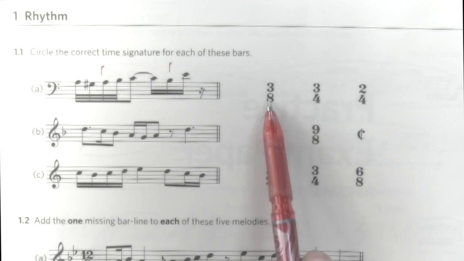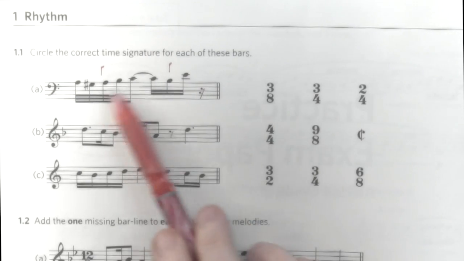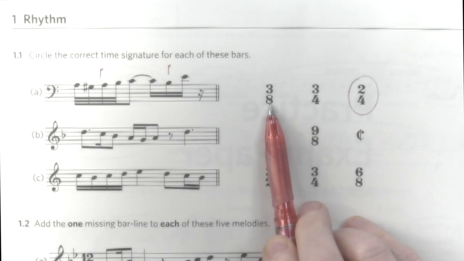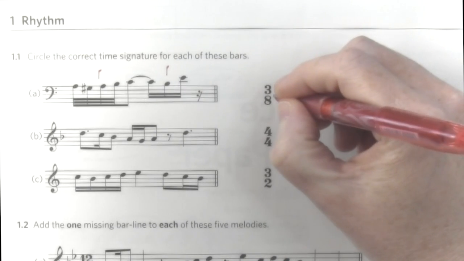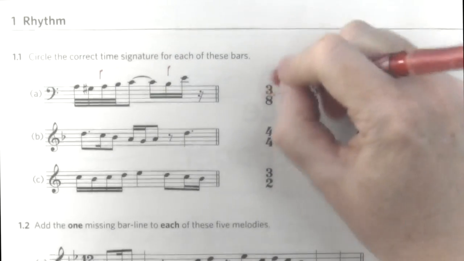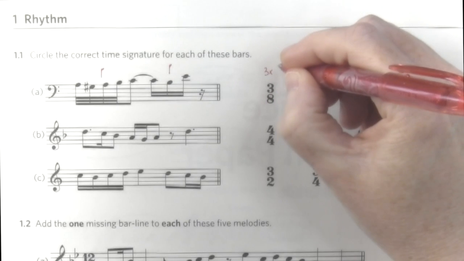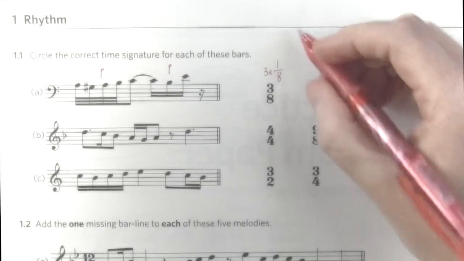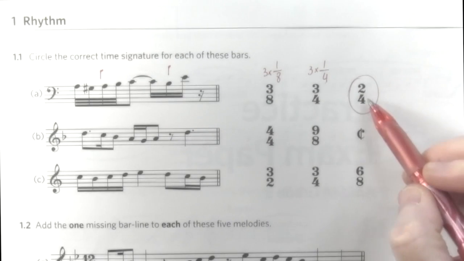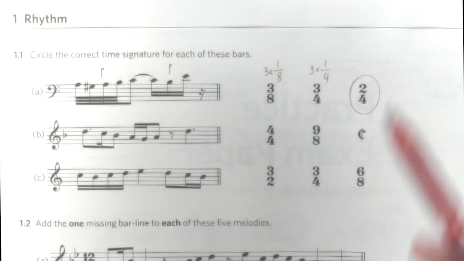Our options are 3 quavers, 3 crotchets, or 2 crotchets, and the answer is 2 crotchets. 3 quavers means 3 times 1/8. This means 3 times 1/4, which is a crotchet, and this means 2 times 1/4, which is a crotchet, so 2 crotchets basically.